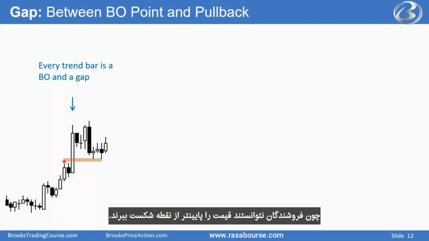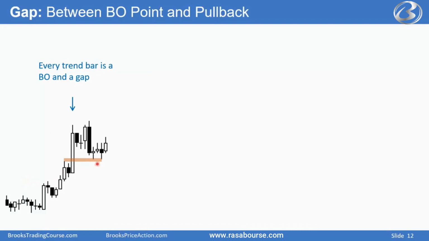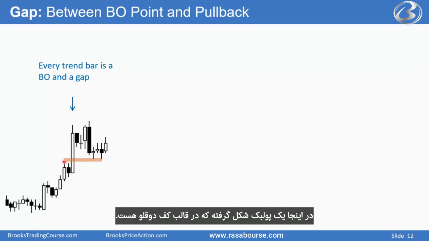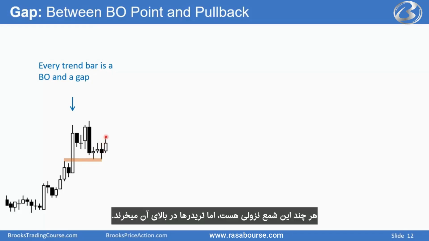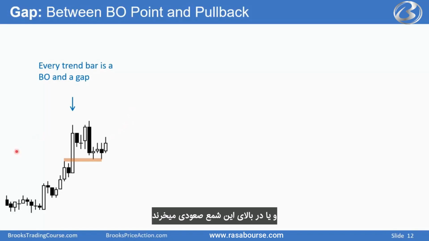The bears are unable to get below the breakout point. The pullback is staying above the breakout point. This could lead to a measured move up. We have a double bottom pullback testing a breakout point. Even though it's a bear bar, traders will buy above it, or they'll buy above the bull bar, looking for a second leg up and maybe a measured move up.